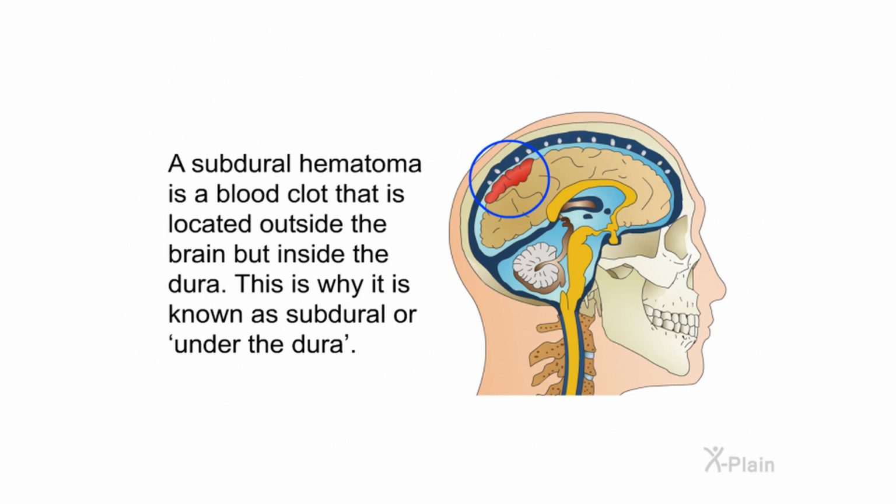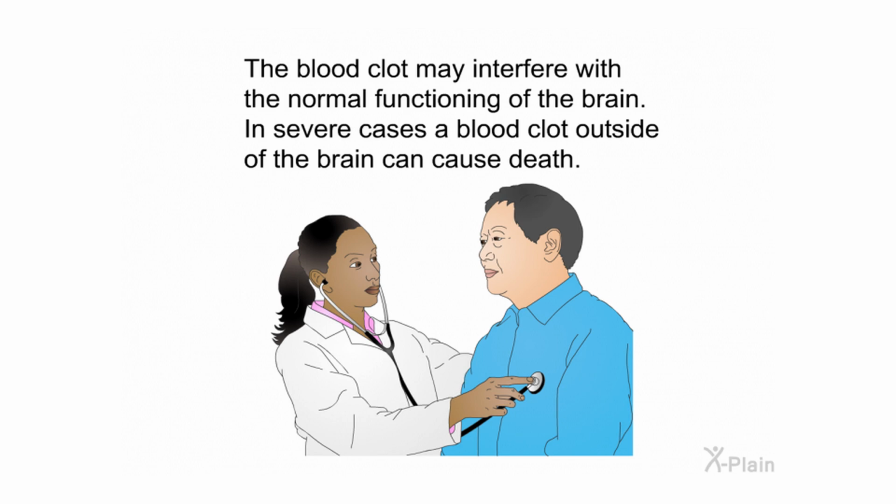A subdural hematoma is a blood clot that is located outside the brain but inside the dura. This is why it is known as subdural, or under the dura. The blood clot may interfere with the normal functioning of the brain. In severe cases, a blood clot outside of the brain can cause death.